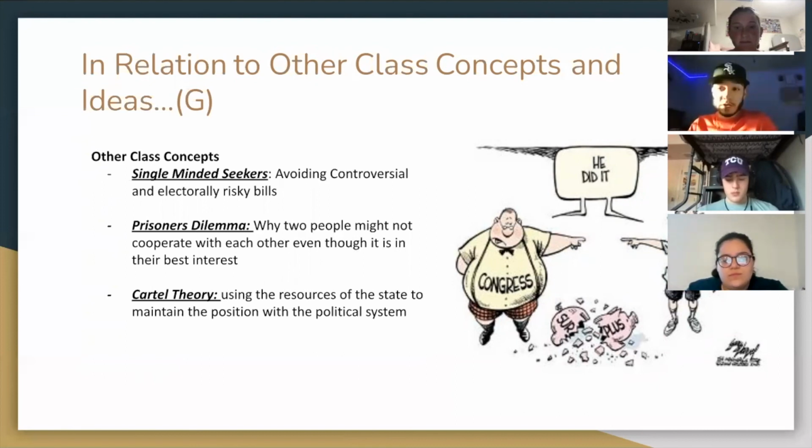We also go into the prisoner's dilemma, which is why two people might not cooperate with each other, even though it's in their best interest. So members of Congress might know what's in the best interest, but just because they have that single-minded seeker mindset, they're not going to go towards that because they just want to maintain their jobs. And then we also go into cartel theory, using the resources of states to maintain position with the political party system.